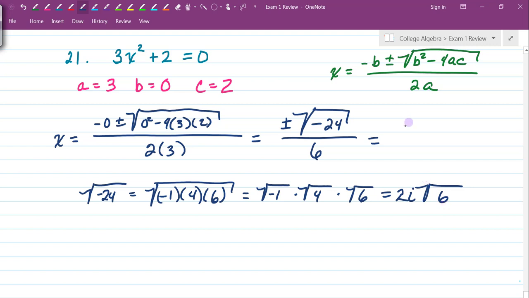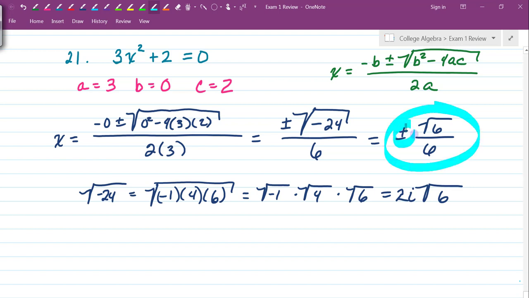So in the numerator we have plus or minus 2i times the square root of 6, divided by 6. And that is our final answer. Notice again that we have two answers because we have a positive and a negative x.